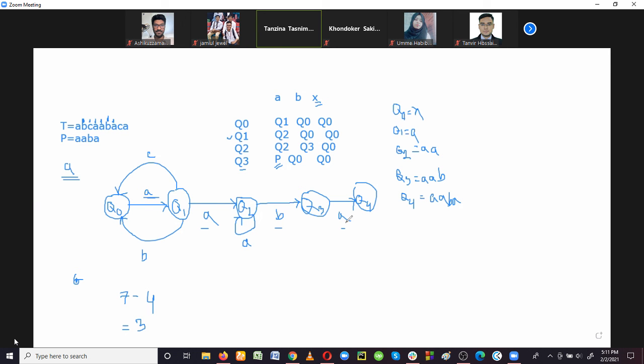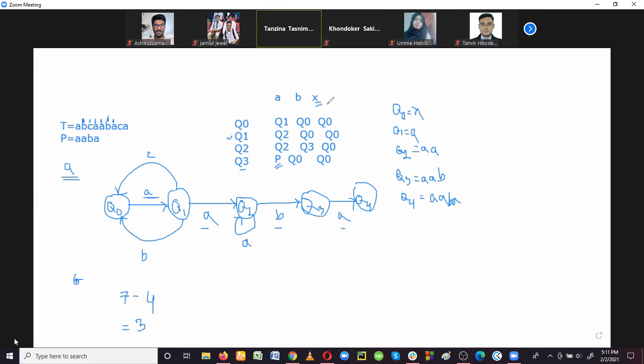Okay, so that is the second pattern matching algorithm. So which one is easier? What do you think, the first one or the second one? Obviously, the second pattern matching algorithm. Yes, ma'am. Okay, so can you just create a table for another pattern?